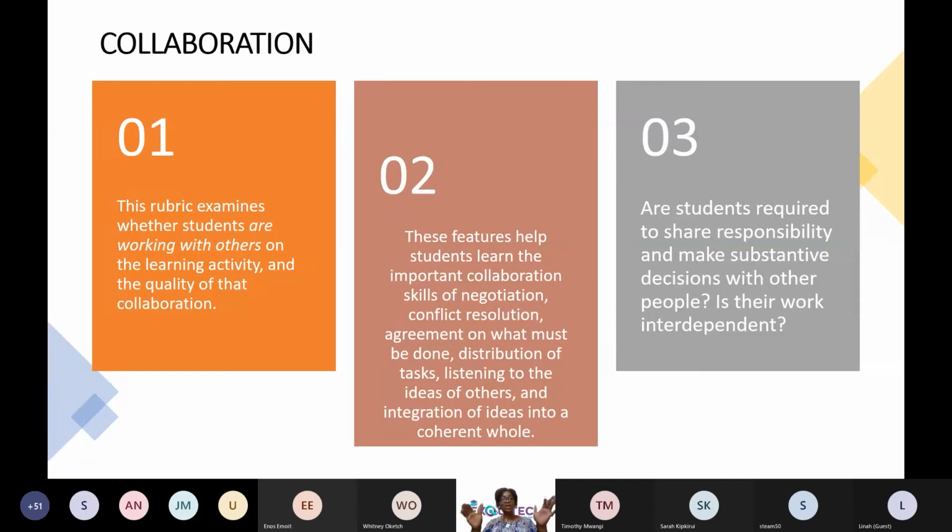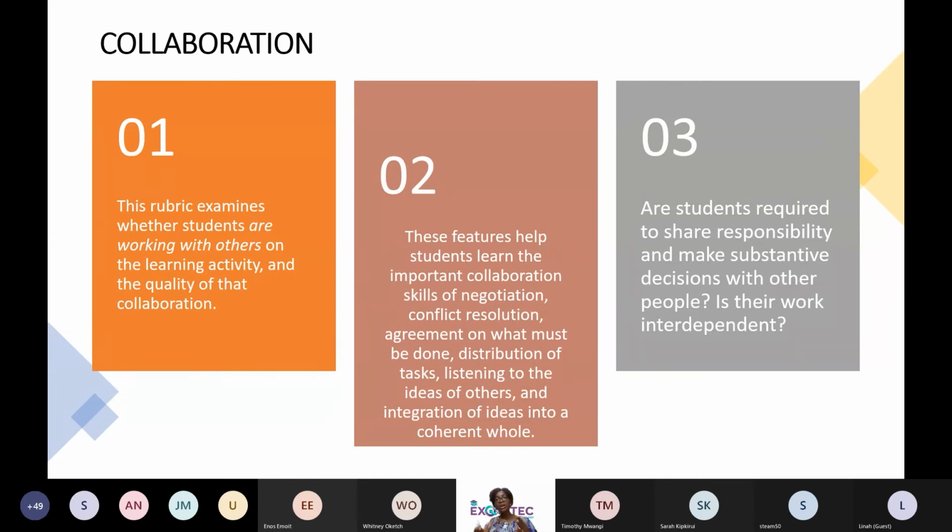So in collaboration, students learn the skills of negotiating, and that is why it's important for us to teach our students how to collaborate. Beyond that, there are the skills of negotiation and conflict resolution. There is no way you work together with people without having some form of disagreement. You learn how to solve such disagreements. You learn how to distribute tasks. You learn how to listen to other ideas. It's a whole lot that our students can take away from collaboration once we do it properly.